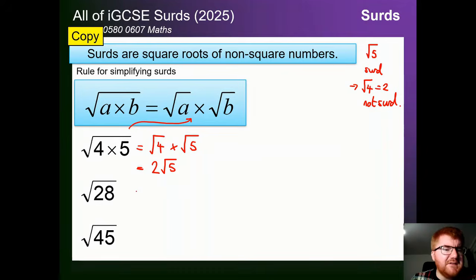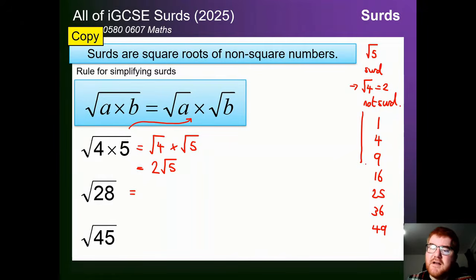Now, sometimes it's a bit trickier. We have to work out how to split the number here. So we have 28. The key thing to remember, we want to split it into two numbers where one number is a square number. Now, what are our square numbers? Well, we have 1 times 1, which is 1. 2 times 2 is 4. 3 times 3 is 9. 16, 25, 36, 49 and so on.